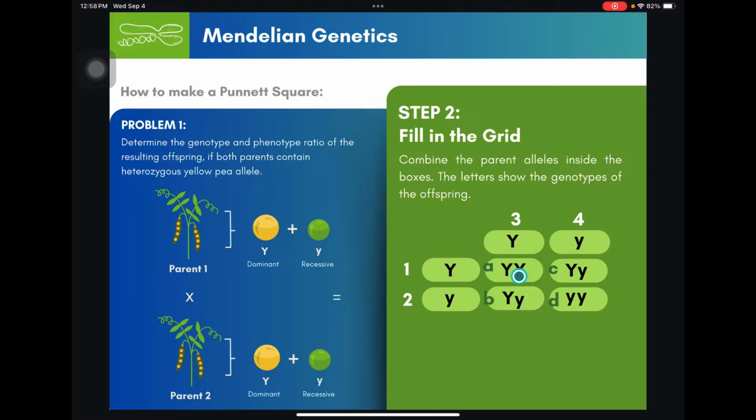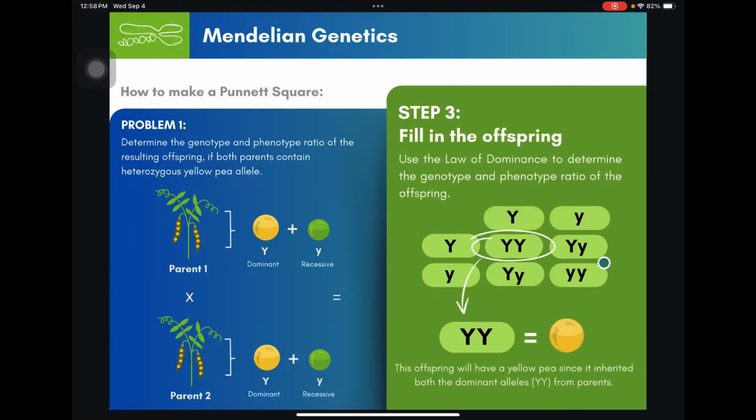The second step is just to carry on with the remaining boxes. So we have here y1 multiplied with y4. Now we have dominant Y and recessive y for our box C. And just carry on with the rest of the boxes.